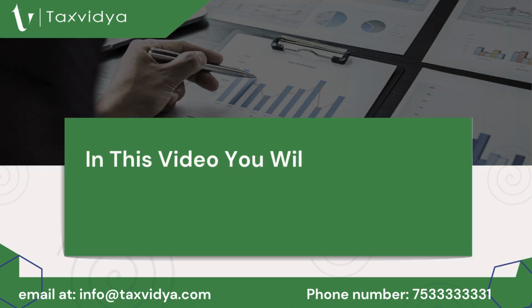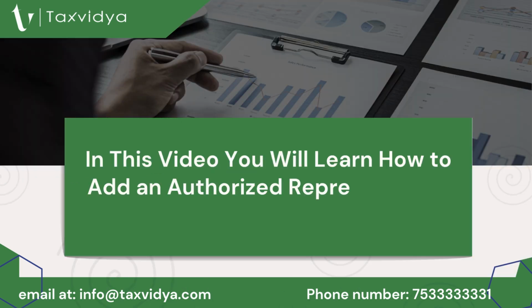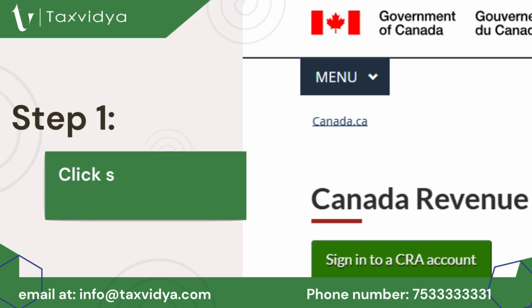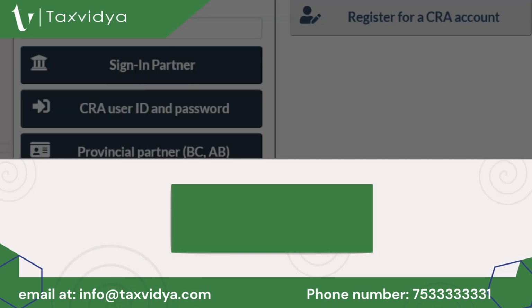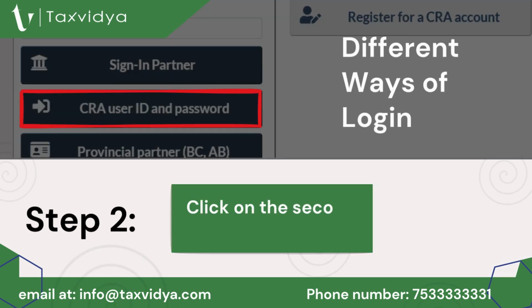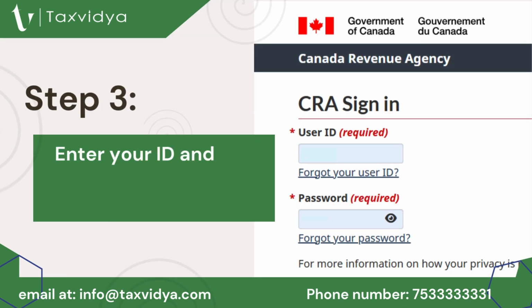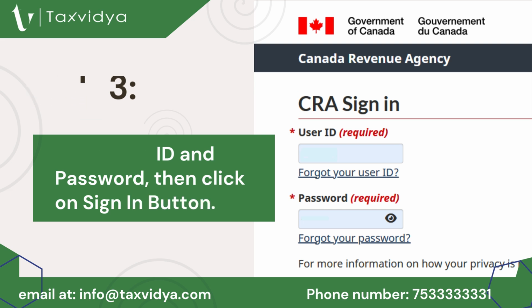In this video you will learn how to add an authorized representative on your CRA account. Step 1. Click Sign in to your CRA account. Step 2. Click on the second option. Step 3. Enter your ID and password, then click on Sign In button.